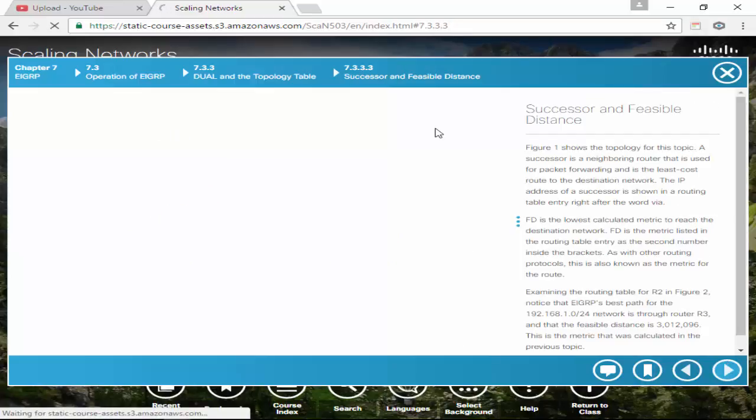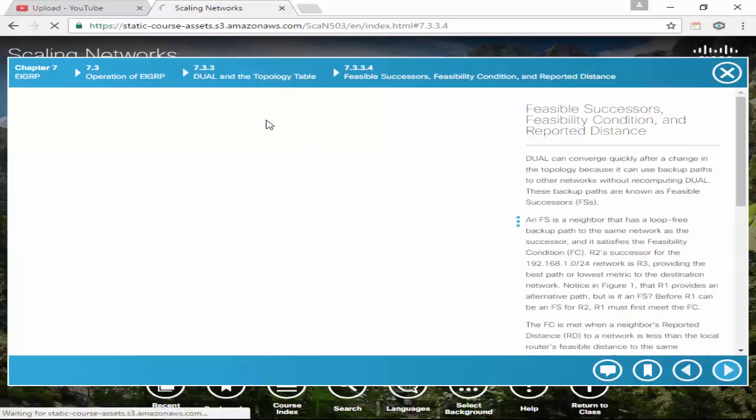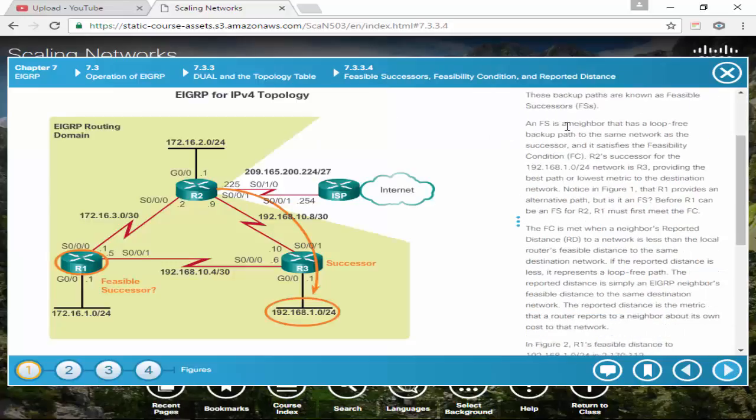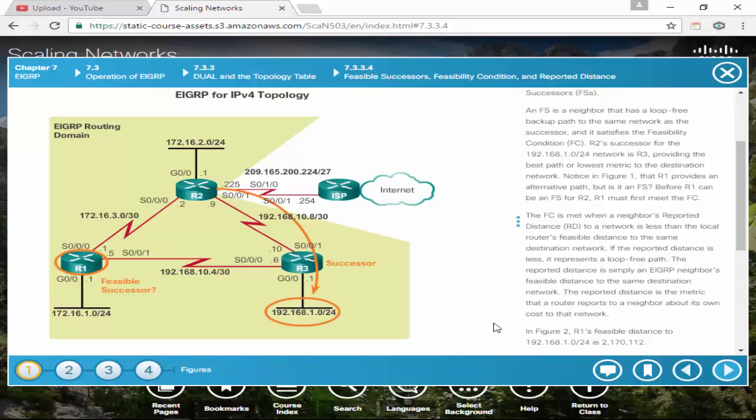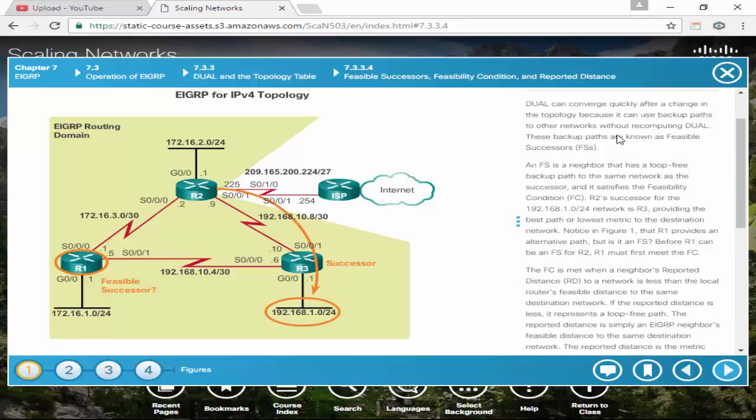Feel free to read that. I want to get to the good stuff. Okay. So feasible successors are backup routes, basically, right? But they're a backup route that goes up instantly. So DUAL can converge quickly using feasible successors. A feasible successor is a neighbor that has a loop-free backup path to the same network as the successor and satisfies the feasible condition. The feasible condition is just making sure that that feasible successor is loop-free, okay?